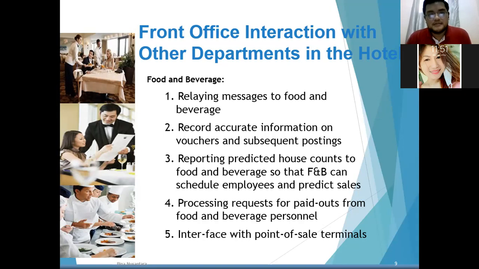Number three, reporting predicted house count. Again, you will report the house count to the F&B, so the F&B can schedule employees and also prepare enough food, like breakfast for the next morning. Predict sales over here means predict how many sales to make and how much food to produce.